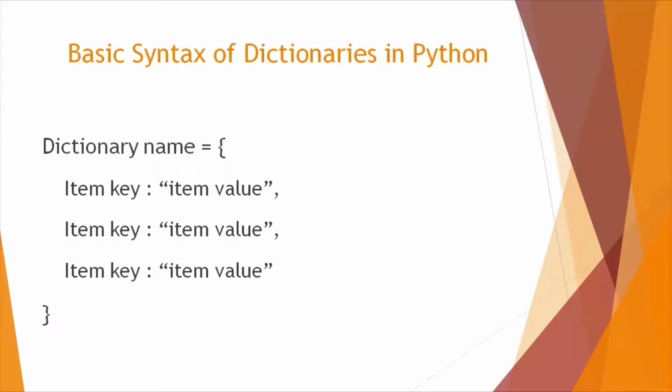So here I have the basic syntax of dictionaries in Python. First of all, we declare the dictionary name, then we have an equals sign, and then we open the curly brackets, and I can declare the item key, colon, item value. We have to have this comma here because if we want to put in more keys and values, we have to declare this comma, else it will throw errors. So item key colon item value, comma, item key colon item value, and obviously no comma at the end, because I'm just ending the dictionary and then closing the brackets.